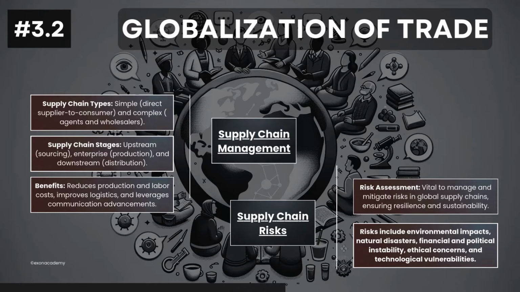Risks that affect the supply chain include environmental impacts, financial instability, and technological vulnerabilities. They can, however, be mitigated with strategies such as robust logistics planning and disaster recovery systems.